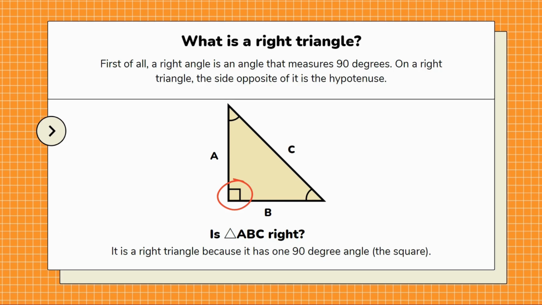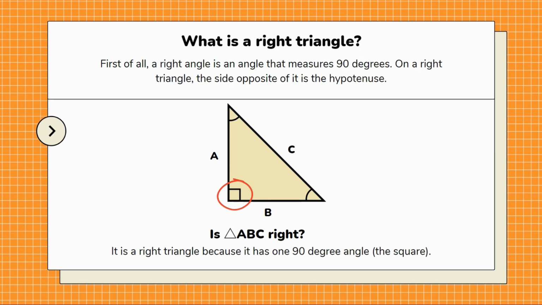To know what a right triangle is, you need to know what a right angle is. So first of all, a right angle is an angle that measures 90 degrees. On a right triangle, the side opposite of the right angle is the hypotenuse. So basically, on a right triangle, there can only be one right angle, if you didn't know that. And basically, the side opposite of that one right angle, which is a square, is the hypotenuse, or C. C and hypotenuse are the same thing.